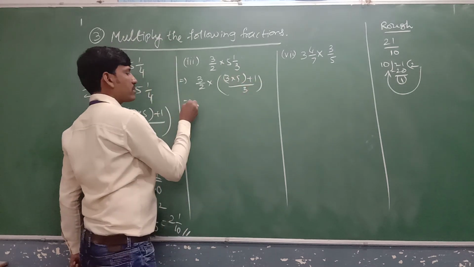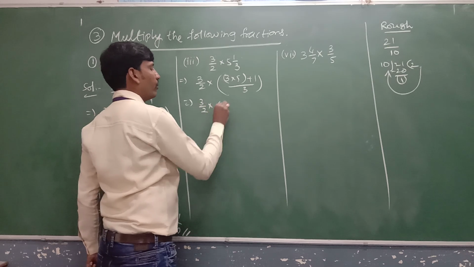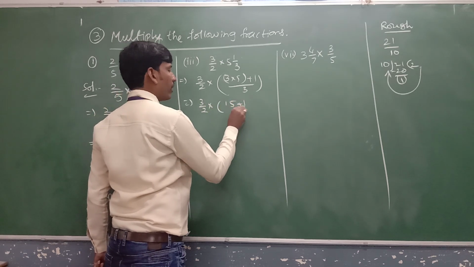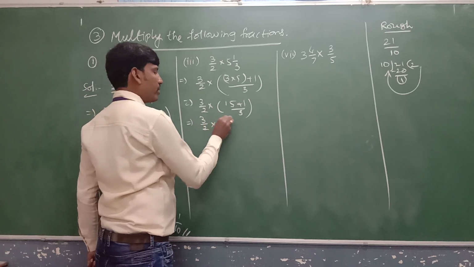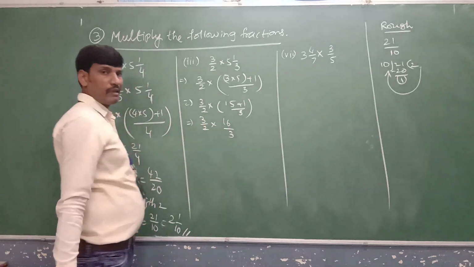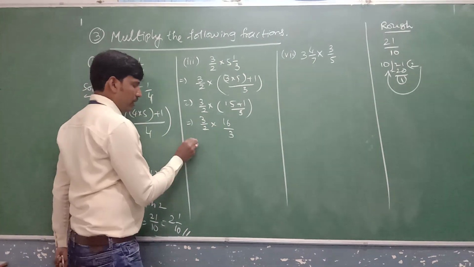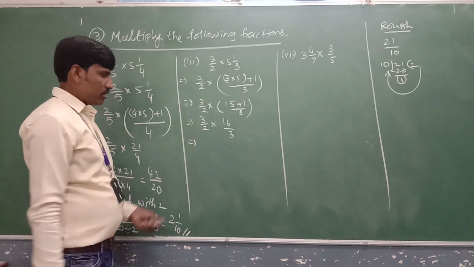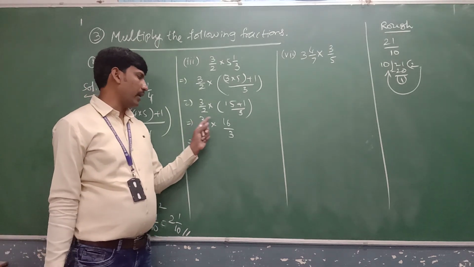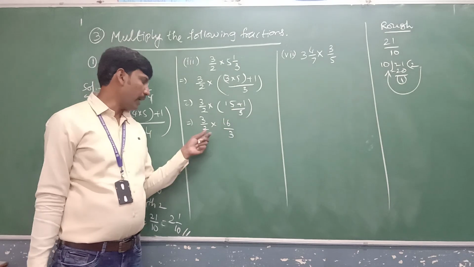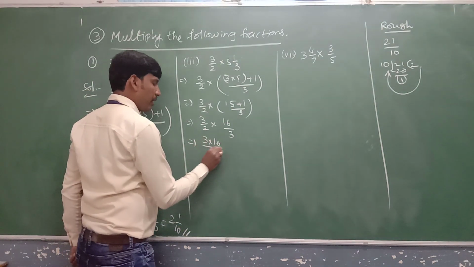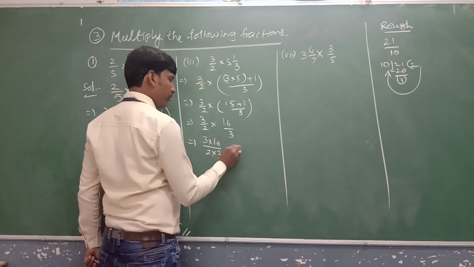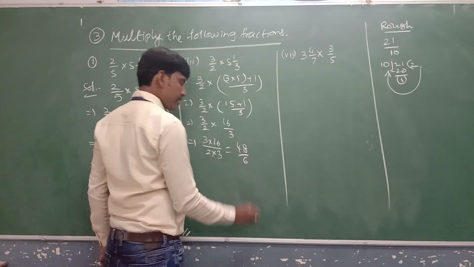Now, this implies 3 by 2 into 15 plus 1 by 3, which is nothing but 16. So 3 by 2 into 16 by 3. Clear? Now we are going to multiply 3 into 16 by 2 into 3. So what is the value? 3 into 16 by 2 into 3 is equal to 48 by 6.